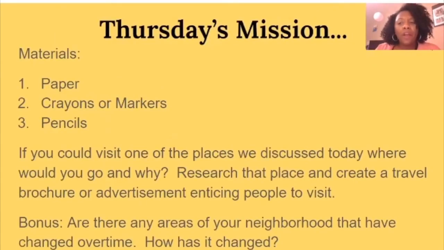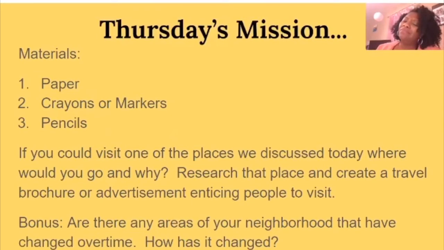All right, so Thursday's mission. What is our mission for Thursday? So on Thursday, we need to have a few things. I would like you to have paper, crayons and markers, pencils, of course, your thinking caps, your smiles, and your willingness to learn. But I want you to answer these questions. If you could visit one of the places that we discussed today, where would you go and why?